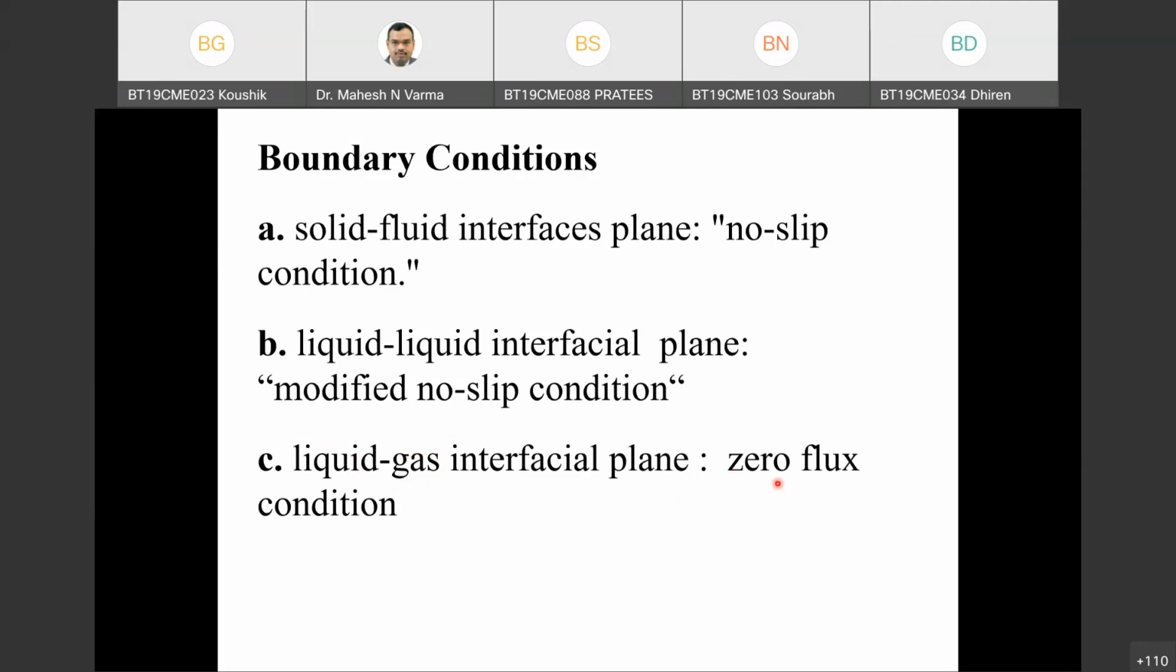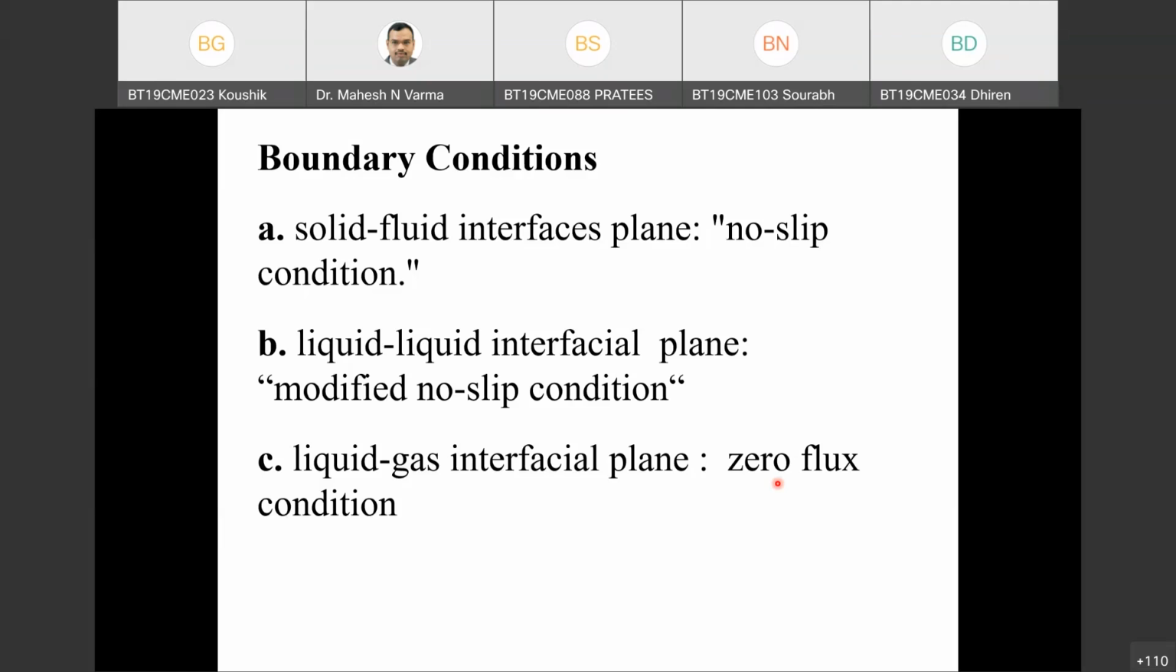There is no flux transported from liquid to gases because gas viscosity is negligible, or gas is not able to give any momentum to liquid at this gas liquid interface. So gas phase is not able to give any momentum flux to a liquid, or liquid is not able to give any momentum flux to gases, because there is a huge difference in viscosity of liquid and gases.